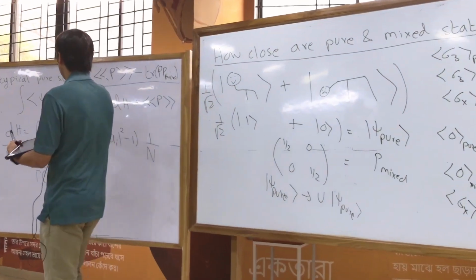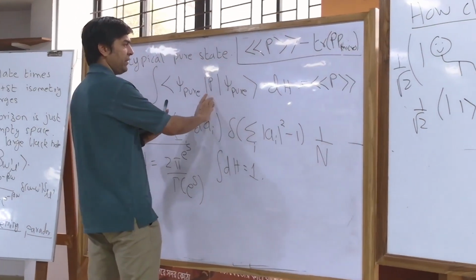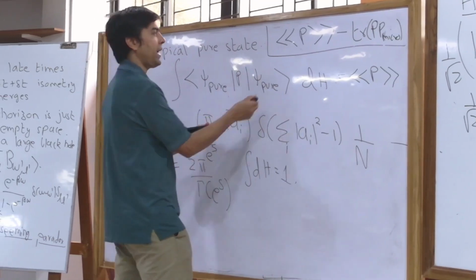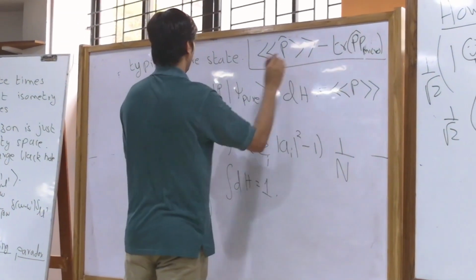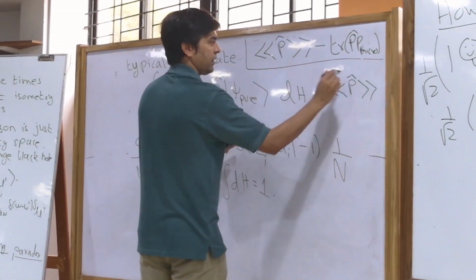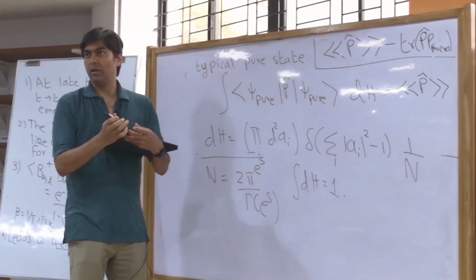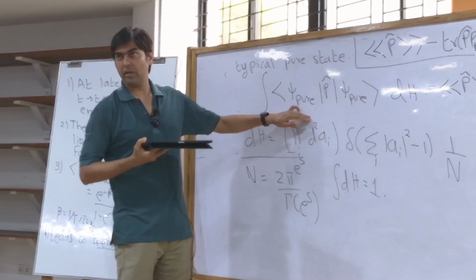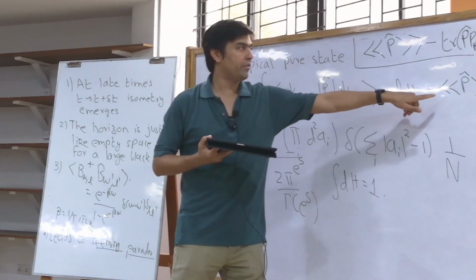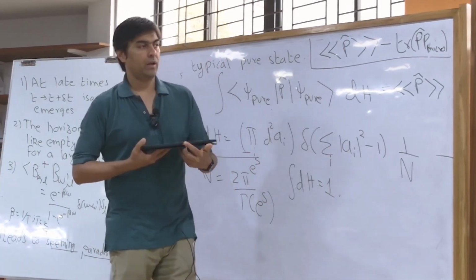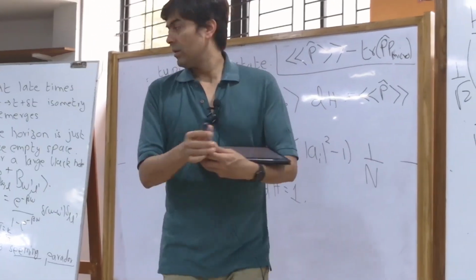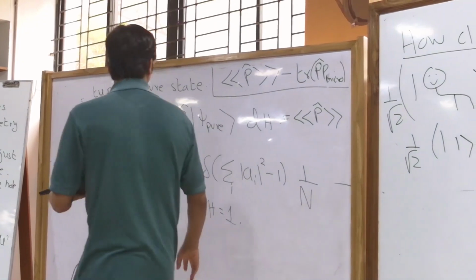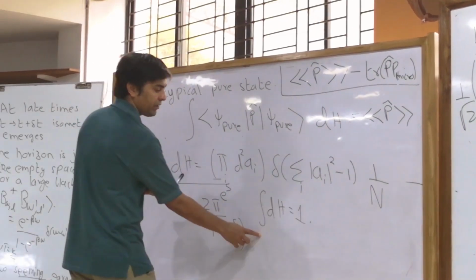P is the projector. Maybe I'll put a hat on the P. P is a projector. And I'm taking the expectation value in a pure state and I'm averaging over all pure states. That's my definition of the double expectation value. You get it by demanding this, that integral of this is 1.